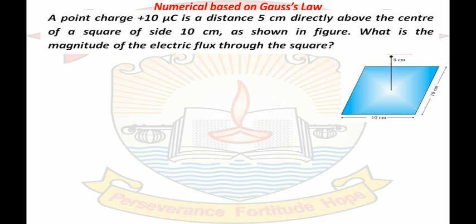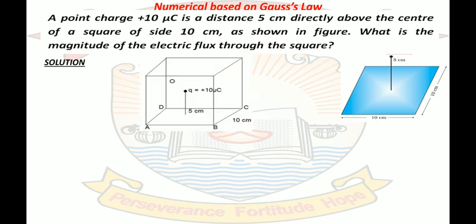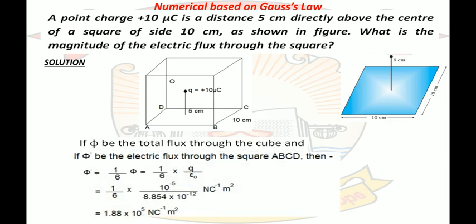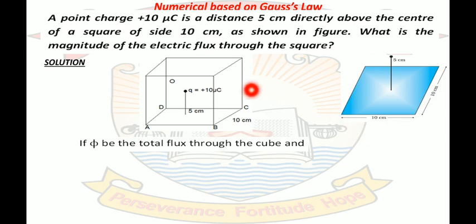This question is very easy if you see the solution using symmetry, right? What we do is assume a cube whose side is 10 cm, the same as the square, and at a height of 5 cm one charge is there. So for this cube, the charge is at the center, and the net flux through the cube will be phi. If phi is the total flux through the cube, then just try to understand, the cube has 6 faces, and through all 6 faces the total flux is phi.